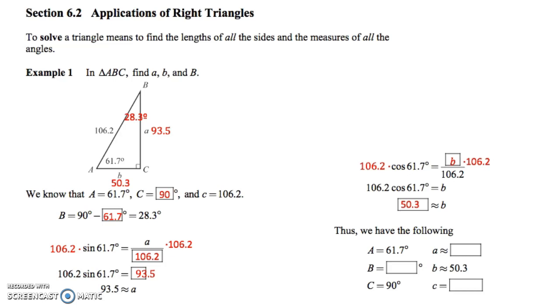So we know the following. We have all the sides and all the angles. We know that angle A is 61.7. We found angle B to be 28.3. We found side A, side B, and side C.